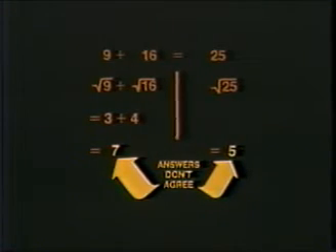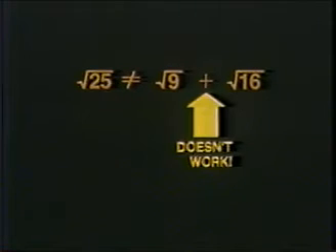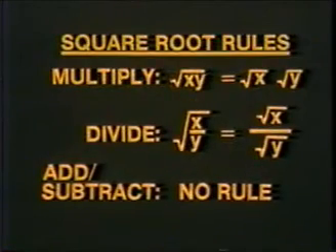So we cannot split up or combine square roots with addition or subtraction. It doesn't work. But we can for multiplication and division. We can summarize what we've seen so far into two laws for multiplication and division, and no law at all for addition and subtraction.